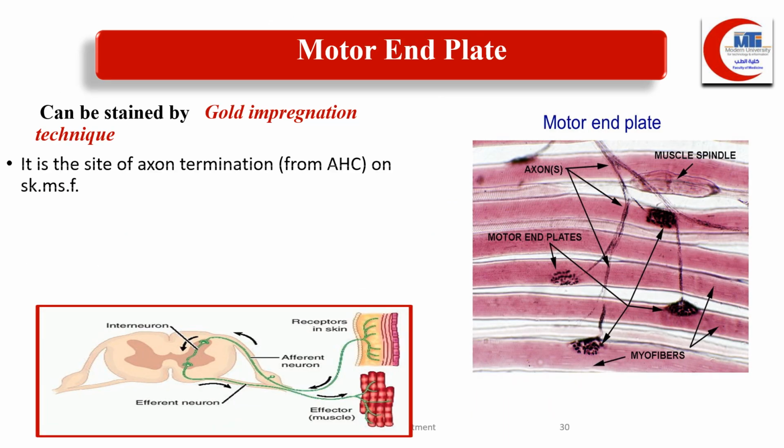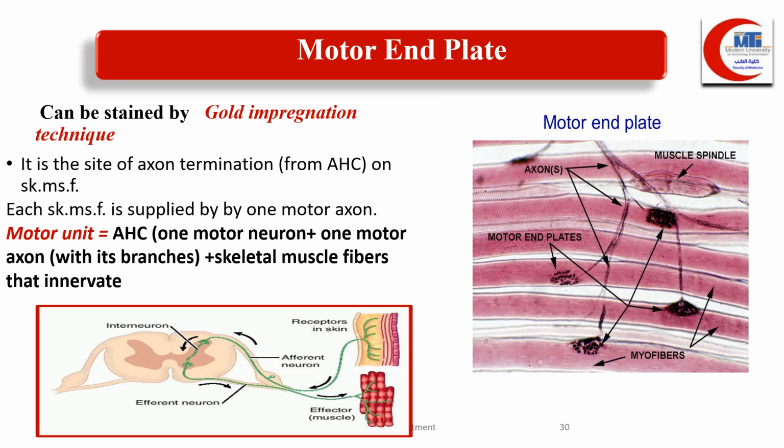As regards the motor end plate, what are the important points you must know about? Number one, you should know that it can be stained by a stain other than H&E. It can be stained by the gold impregnation technique. Okay, it is the site of axon termination from the AHC, that means anterior horn cell, which is present in the anterior horn of the spinal cord, as I have mentioned. So it is the site of axon termination from the anterior horn cell on the skeletal muscle fiber.